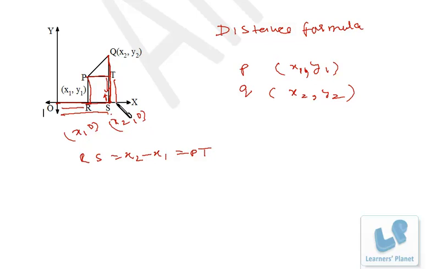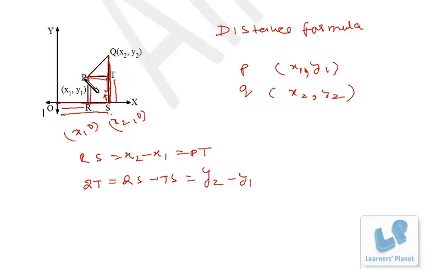So that will be QT. QT is equal to QS minus TS, right? QS is y2 and TS is y1. So x2 minus x1 is RS and PT, and QT is y2 minus y1. So we got this length, we got this length.